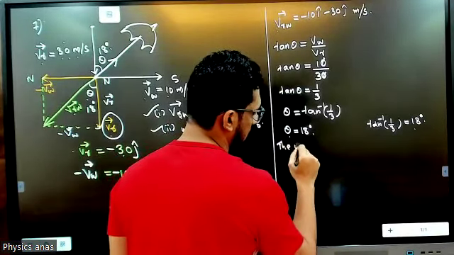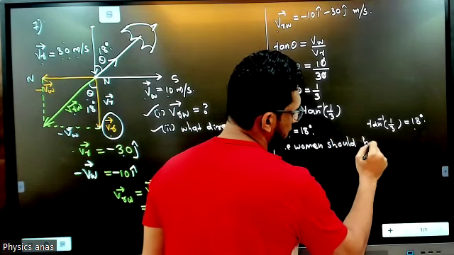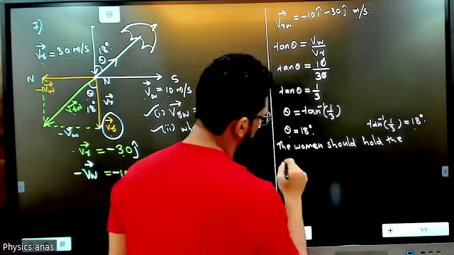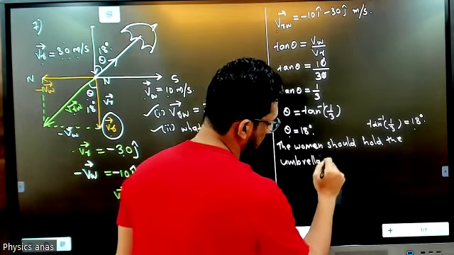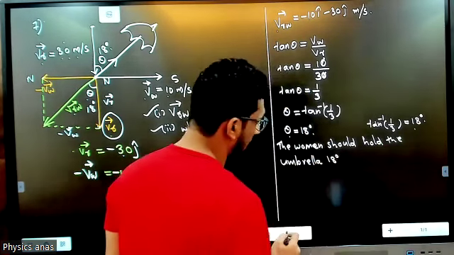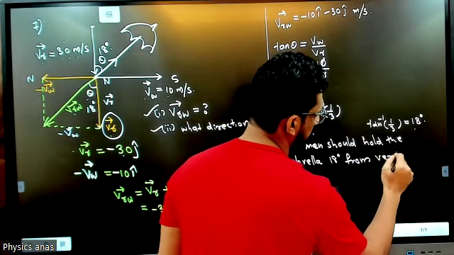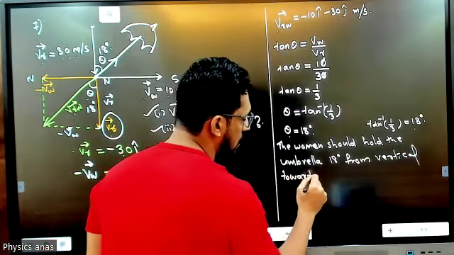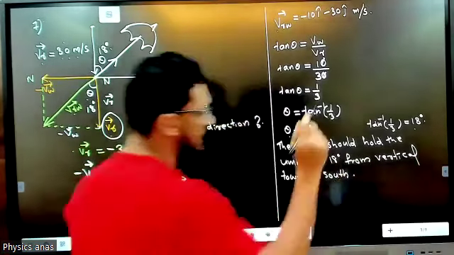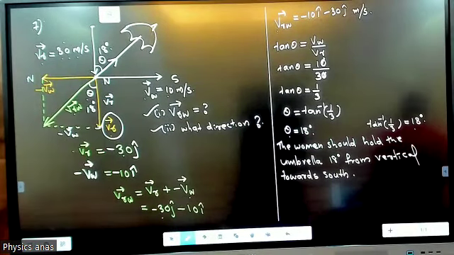The woman should hold the umbrella 18 degrees from vertical towards south. Is that okay? Take that note also.